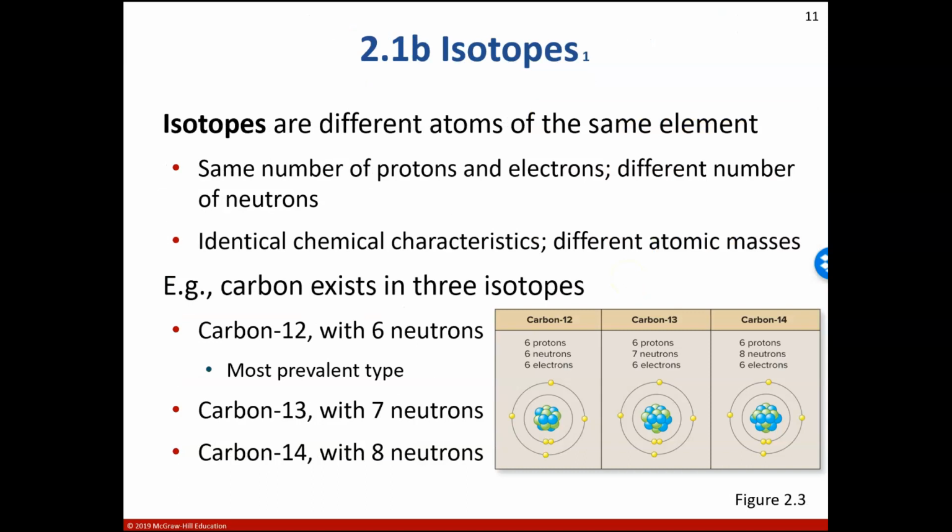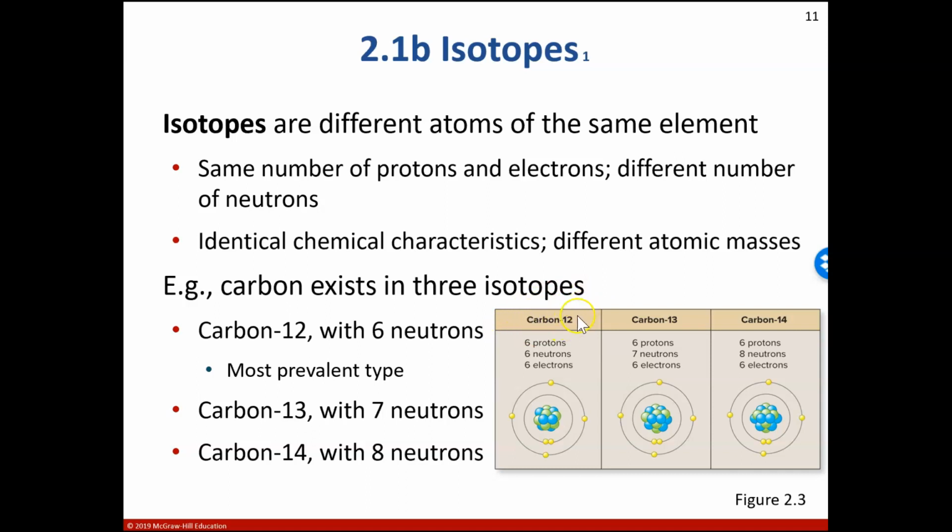And we can also have isotopes. These are different atoms of the same element, the same number of protons and electrons, but they have a different number of neutrons. They have identical chemical characteristics, but different atomic masses.